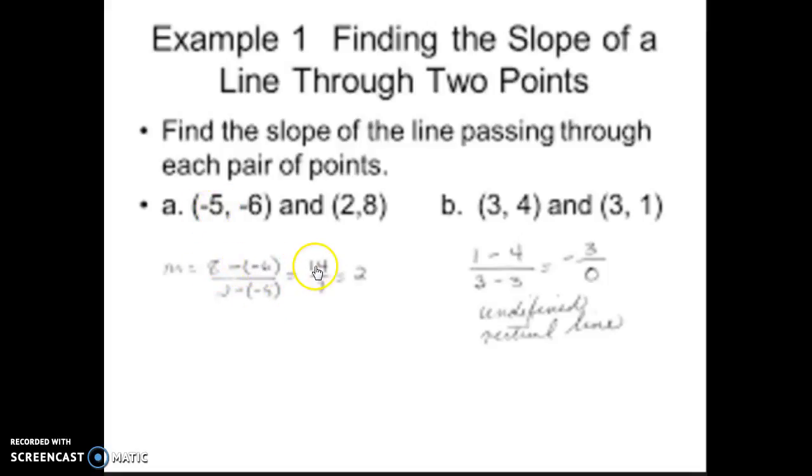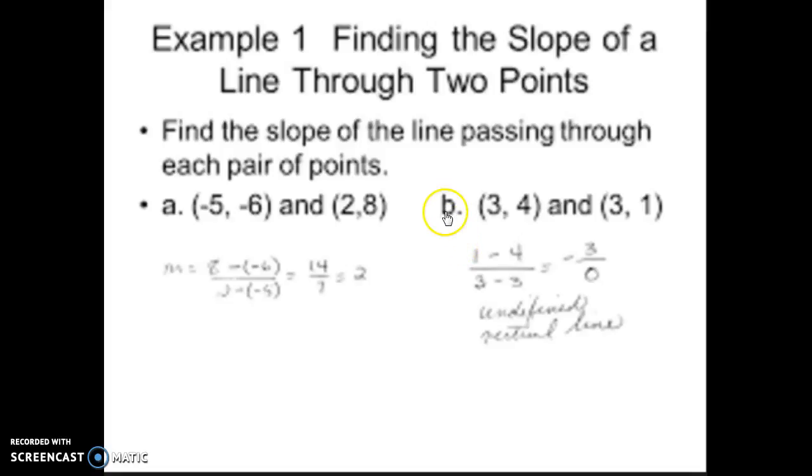8 subtract -6 is 14. 2 subtract -5 is 7. 14 over 7 reduces to 2. A lot of times I like to refer to it as 2 over 1 because that does give us the rise and the run. Let's look at example B.